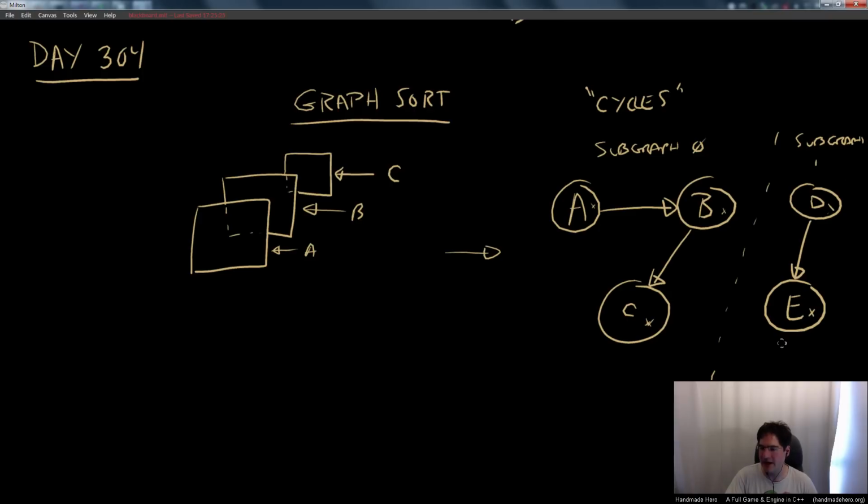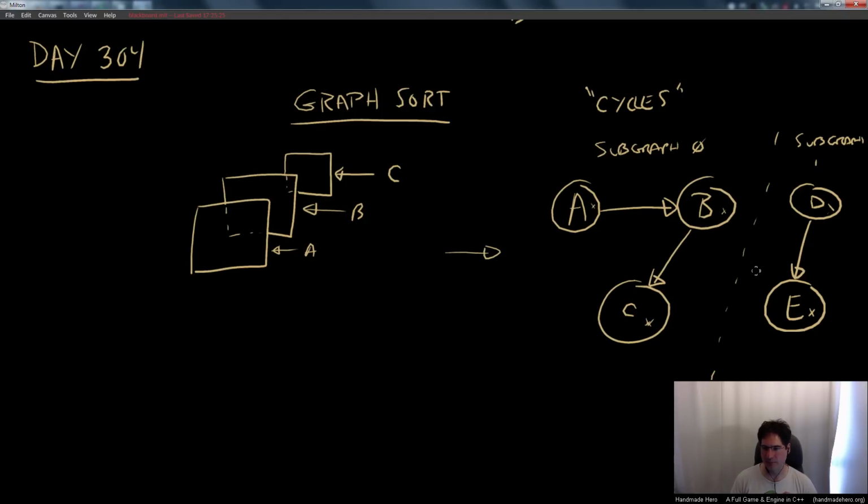Move on to the fifth sprite. It's already been drawn, and we're done. So just by looping over all the sprites, following their edges to the end, and drawing them in that reverse order, we would be able to trivially take our graph and draw it back to front.